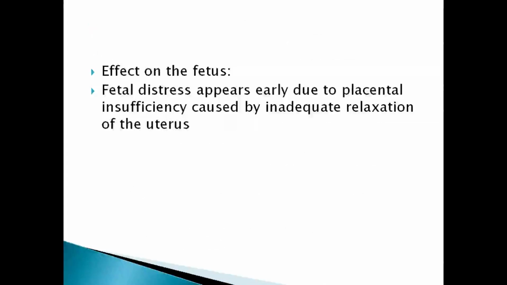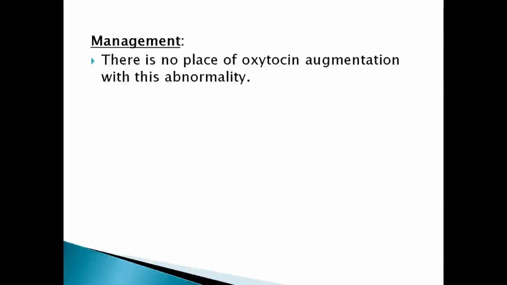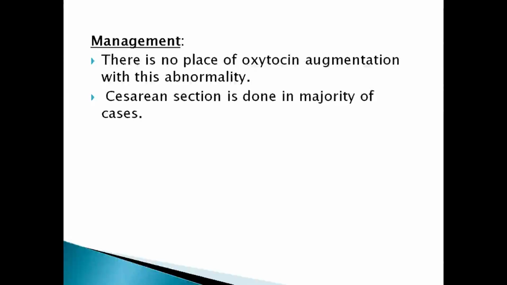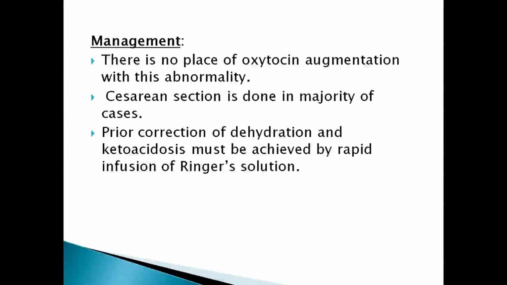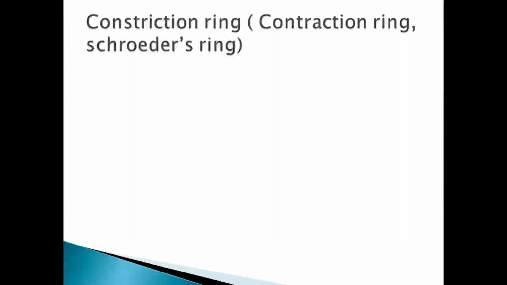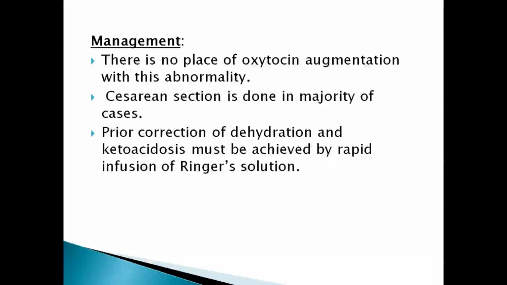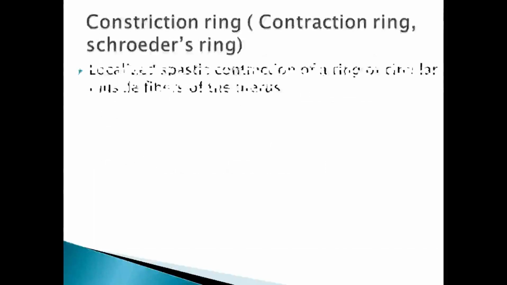Effect on the fetus. The fetal distress appears early due to placental insufficiency caused by inadequate relaxation of the uterus. Management: there is no place for oxytocin augmentation with this abnormality. Cesarean section is done in the majority of cases. Prior correction of dehydration and ketoacidosis must be achieved by rapid infusion of Ringer's solution.